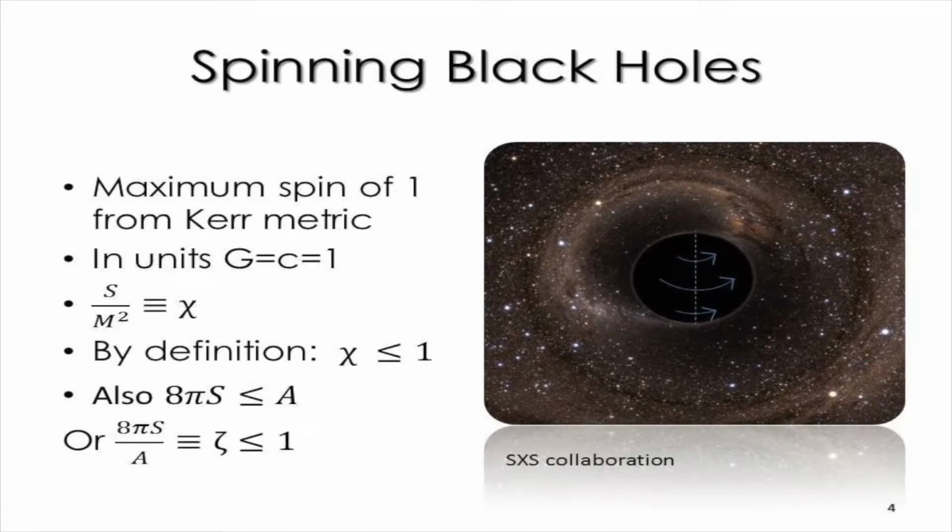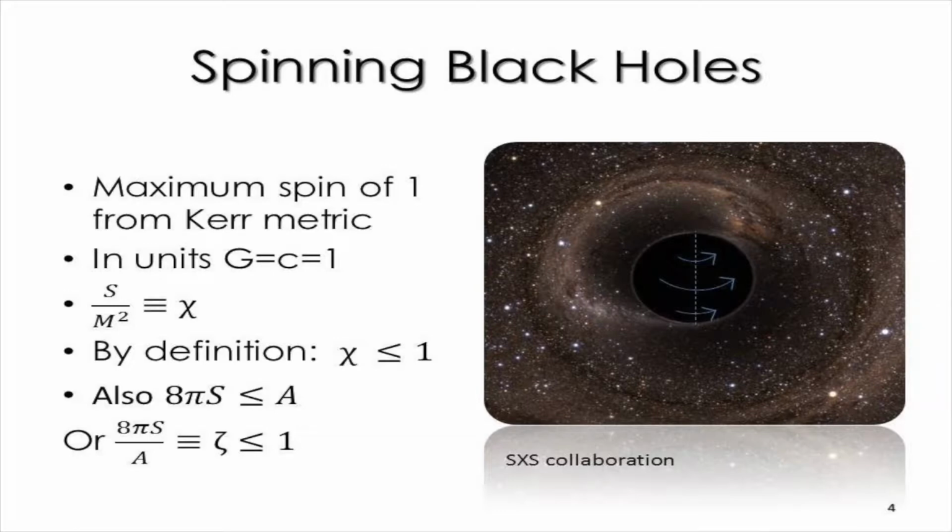If we wanted to kick things up a notch, we could make the black hole spin. Black holes have a maximum spin of 1 as defined by the Kerr metric, or the mathematical definition we use to measure the distance between 2 points near the black hole, in units where the gravitational constant equals the speed of light equals 1. This definition of curvature is the spin angular momentum of the black hole divided by its mass squared, and we define this as the Greek letter chi. By definition, chi is less than or equal to 1.